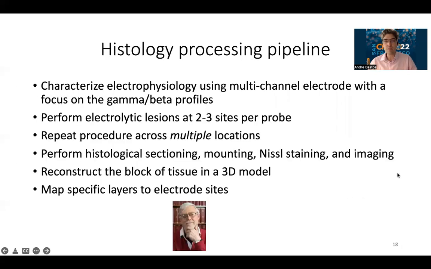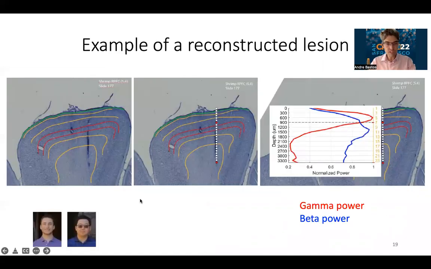And so in collaboration with John Kass in his lab, we've developed a histology processing pipeline to address these questions by looking at the electrophysiological laminar rhythmic pattern of gamma and beta, performing tiny electrolytic lesions, and then histology work to map specific layers to electrode sites. This is work done by a very talented undergrad in my lab, Max Lichtenfeld, and another talented research assistant in my lab, Patrick Meng. And what we did here was we performed these tiny electrolytic lesions.